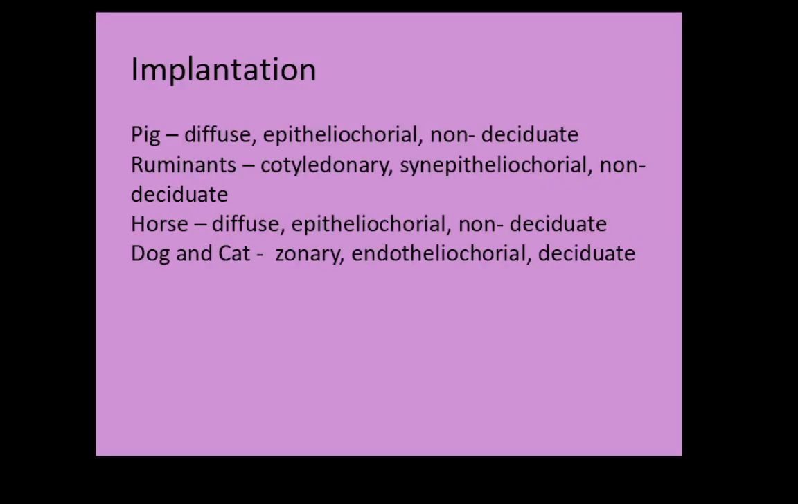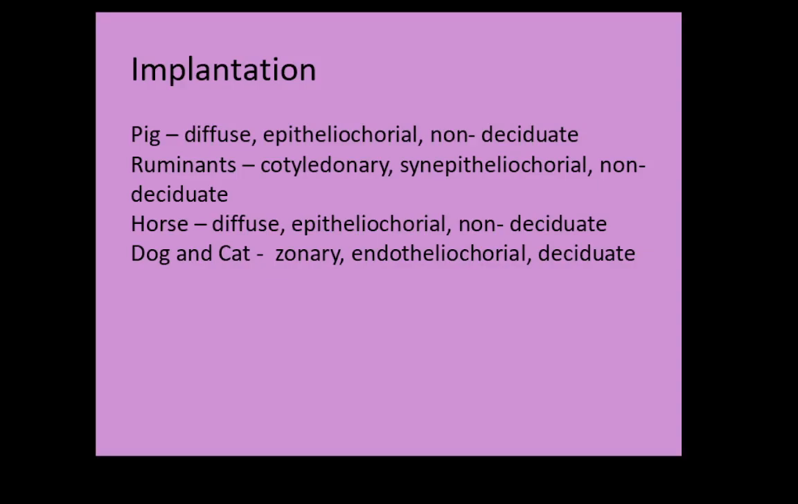Okay, so for some animals, in pig, the placenta is described as diffuse, epitheliochorial, non-deciduate. In ruminants, it would be cotyledonary, synepitheliochorial, non-deciduate. Horses, that's diffuse, epitheliochorial, non-deciduate. Then dog and cat, zonary, endotheliochorial, and deciduate.